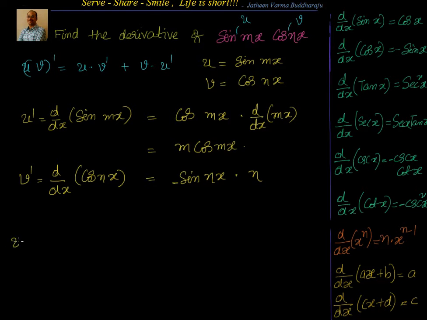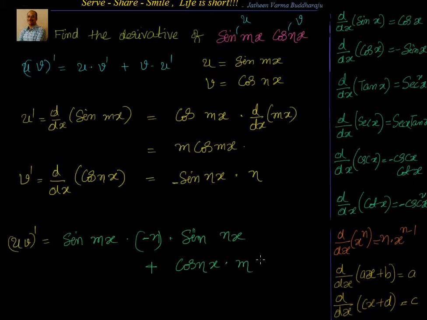Now let's put it in the formula. The derivative of uv is equal to u into v dash, that is sine mx into v dash, that is minus n sine nx, plus v, which is cos nx, multiplied with u dash. U dash is m cos mx. So I can write it as m cos mx.